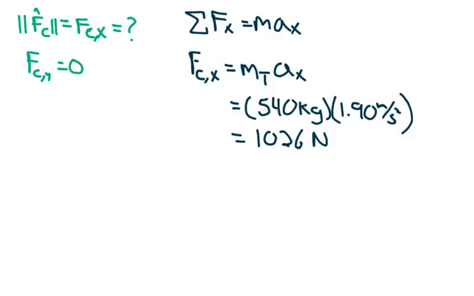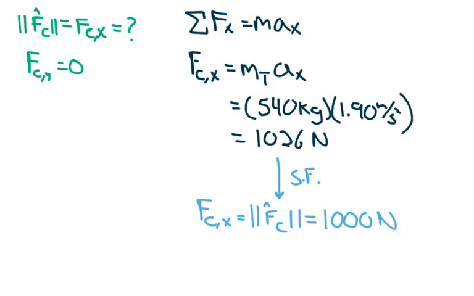1,026 newtons. And then finally, watching my sig figs here, I round to the appropriate number of sig figs, and I get that the F, the force from the car in the x direction, which we said was equal to the magnitude of the total force from the car, is going to be equal to 1,000 newtons. So that's our final answer for Part A.